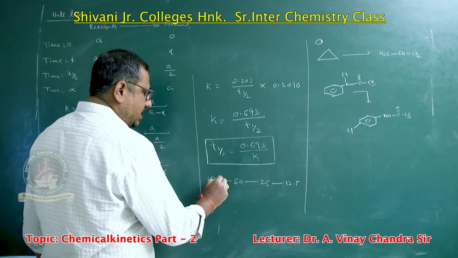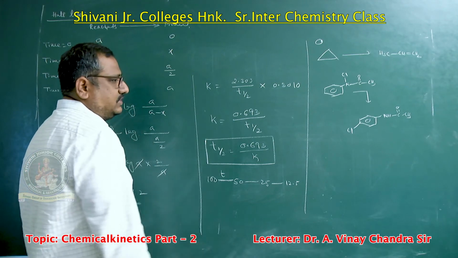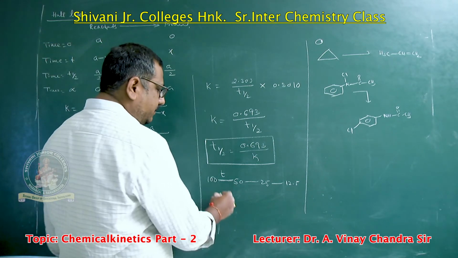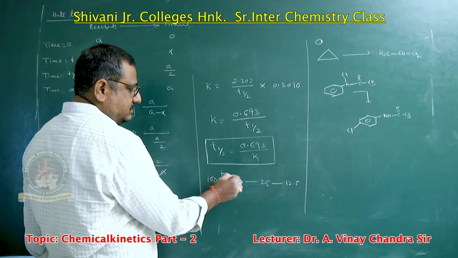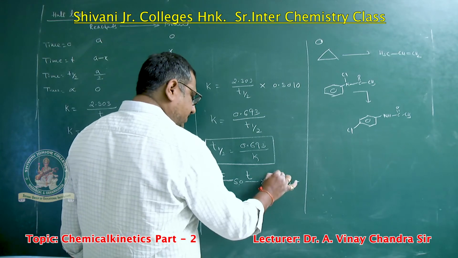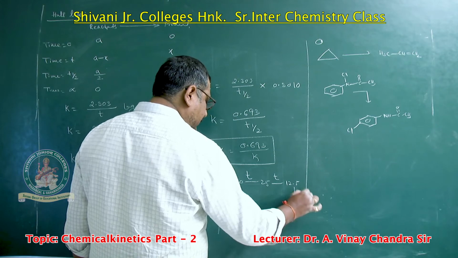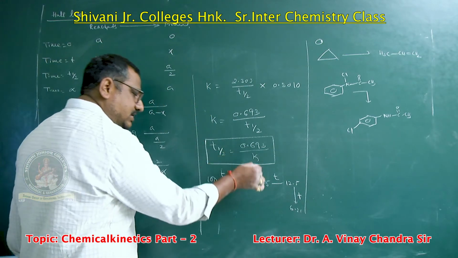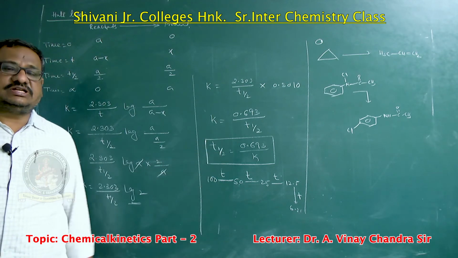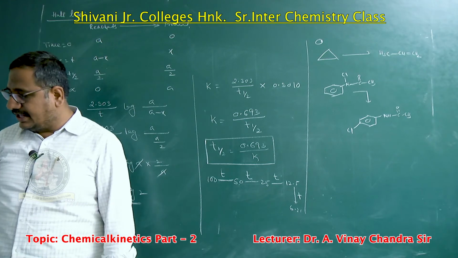In this case, 100 to 50 takes time t. Since the half-life of a first order reaction is independent of initial concentration, 100 to 50 takes time t, 50 to 25 is again time t, 25 to 12.5 is also time t, and 12.5 to 6.25 is also time t. For example, if it is 5 minutes here, it is 5 minutes here also, and here also. All are 5 minutes, because the half-life of a first order reaction is independent of the initial concentration of the reactant.